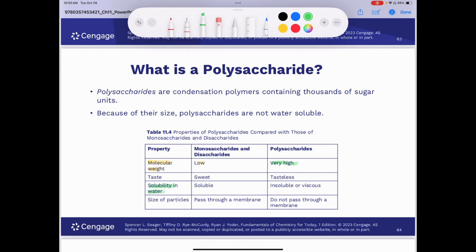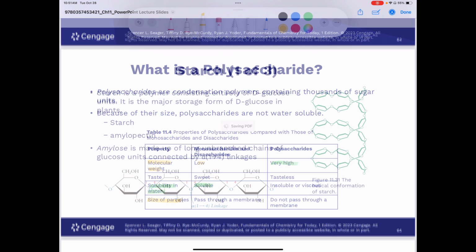Solubility in water. So if you think about table sugar, well, that's really soluble in water, right? That's a disaccharide, whereas polysaccharides are going to be pretty much insoluble in water, very slight solubility at all, even at high temperature. And then the size of the particles, well, monosaccharides and disaccharides can pass through a membrane like a semi-permeable membrane that you might find in a dialysis bag, whereas polysaccharides are just too big. They're not able to pass through those small pores.